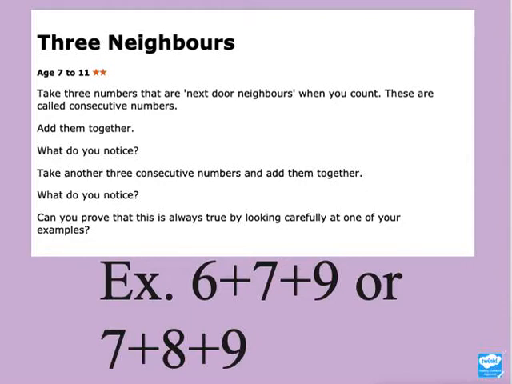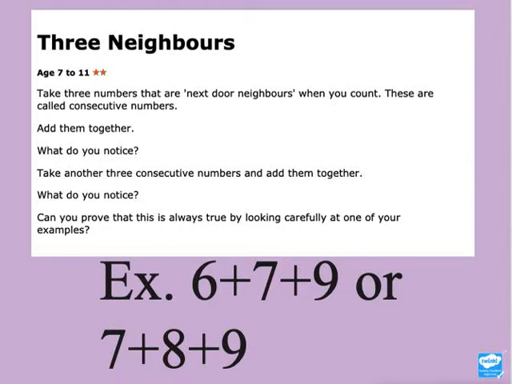I'll just read it out quickly for you again to refresh your memory. So, take three numbers that are next door neighbors. When you count, these are called consecutive numbers. Add them together. What do you notice? Take another three consecutive numbers and add them together. What do you notice? Can you prove that this is always true by looking carefully at one of your examples?